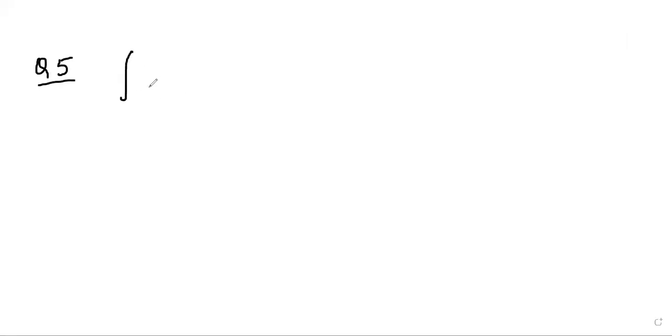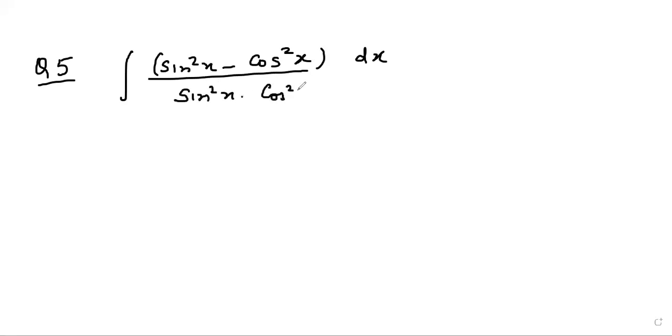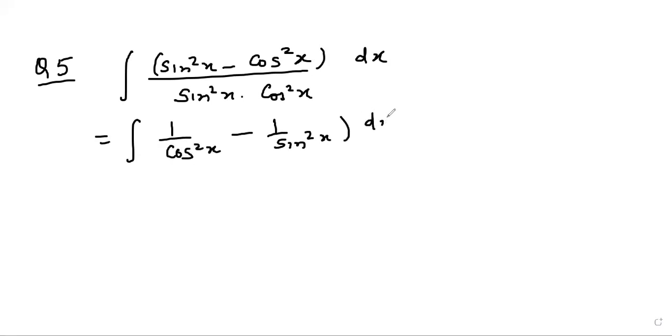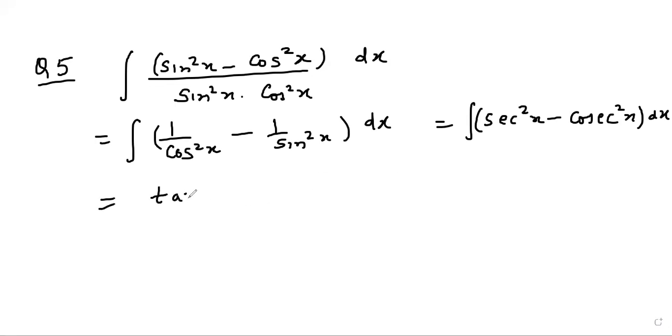Question number 5 says, integration of (sine square x minus cos square x) dx divided by sine square x cos square x. We divide it separately, so we will get 1 upon cos square x minus 1 upon sine square x dx, which will become integration of sec square x minus cosec square x dx. Integration of sec square x gives tan x, and integration of cosec square x gives minus cot x. So here a minus sign is already there, so it will become plus cot x plus c.